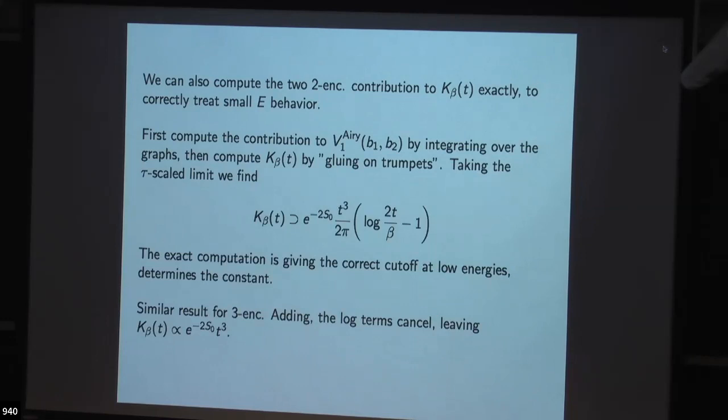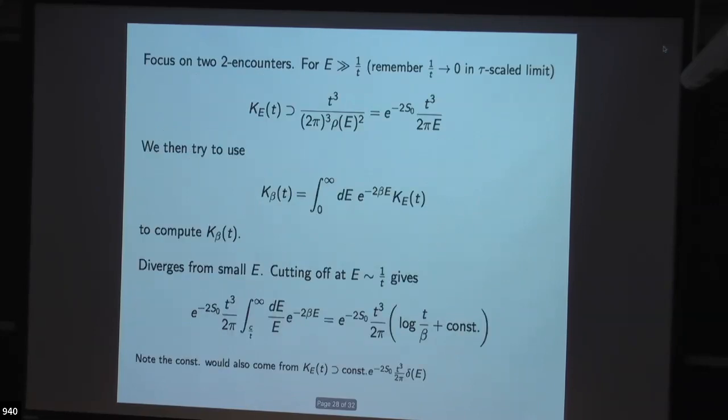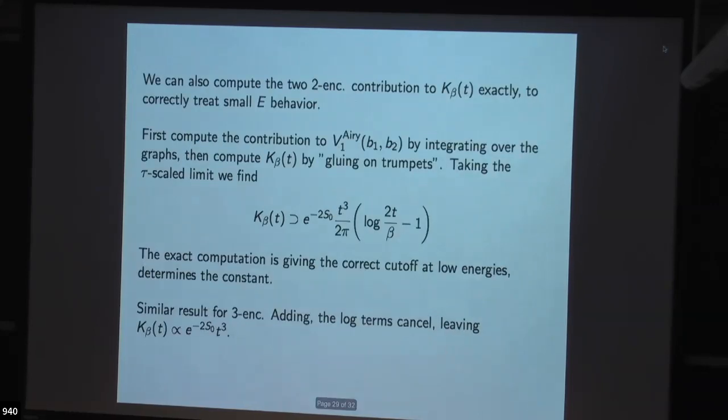Okay, we can also, rather than start with the approximate encounter answer and integrate over energies, compute k beta from these graphs by doing a bit more of a direct calculation. Roughly what we want to do is compute the volume by integrating over the lengths of the edges of the graph and plug this into a formula we had a few slides earlier. There you get the exact answer. And we can take the tau scale limit, where t goes with e to the s naught. And we find that the two encounters give us this formula. Now note, this is basically the same thing as what we got from this cutoff procedure, except now this constant that came from the cutoff is determined. So roughly, the whole calculation is giving us the correct answer by treating this low energy stuff exactly.